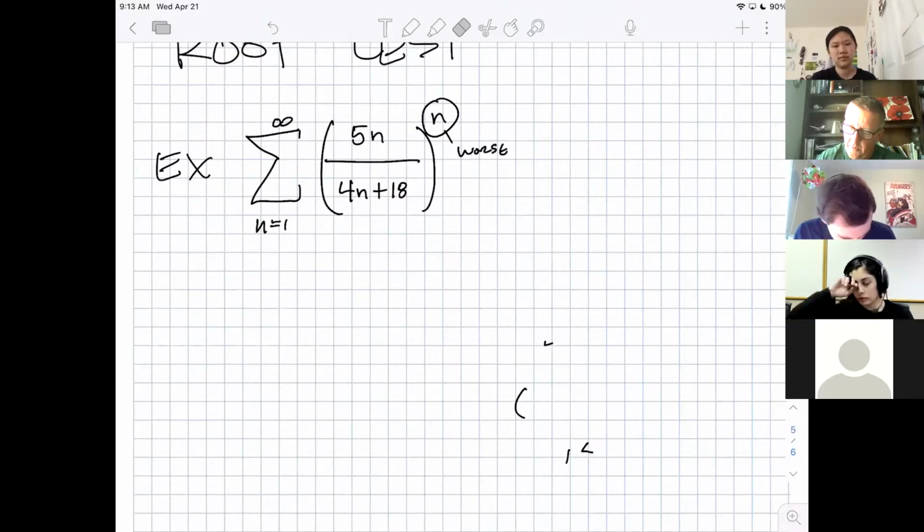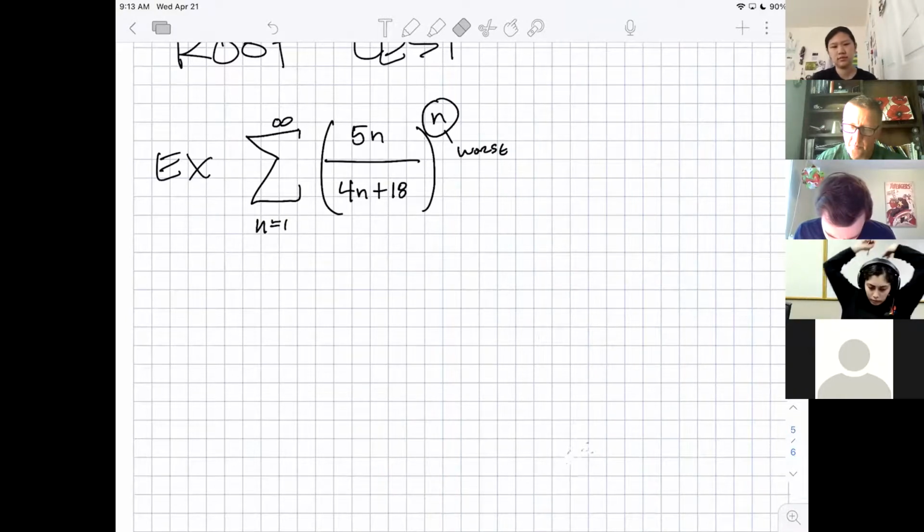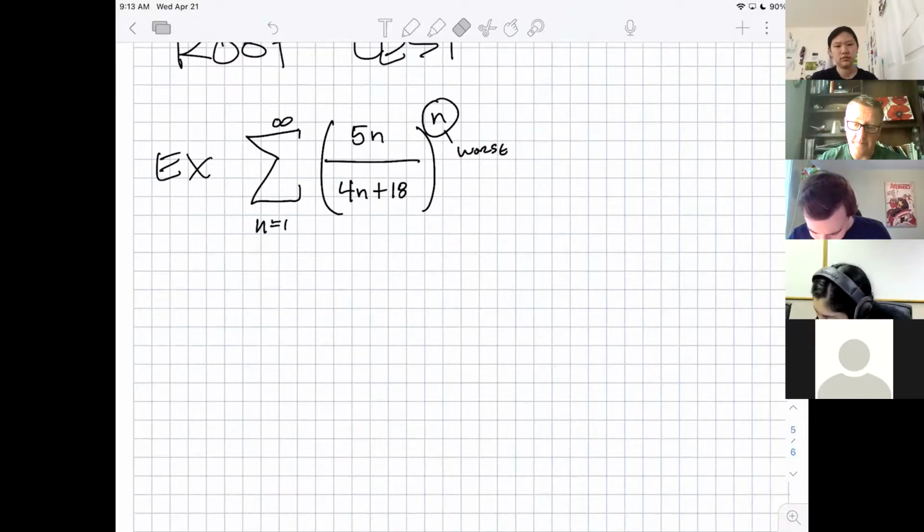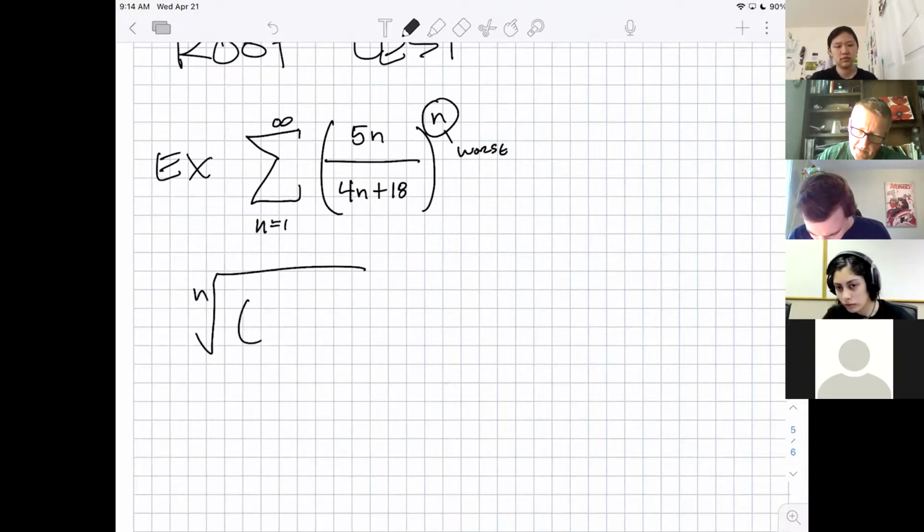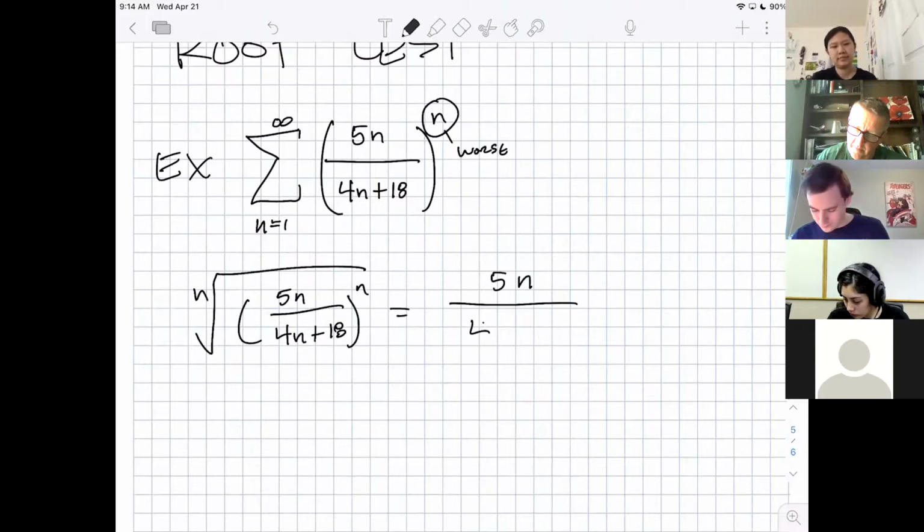So root is, of course, short for square root, cube root. It's basically saying, if you're sitting here staring at that and you're going, I don't know what to do, then take the nth root of it. If I take the nth root of something that is raised to the nth power, doesn't that just get rid of it? So now this just becomes 5n over 4n plus 18. Again, that's technically what you're doing. All I was saying in English is just erase it, like ignore it. But that's just the technical approach.